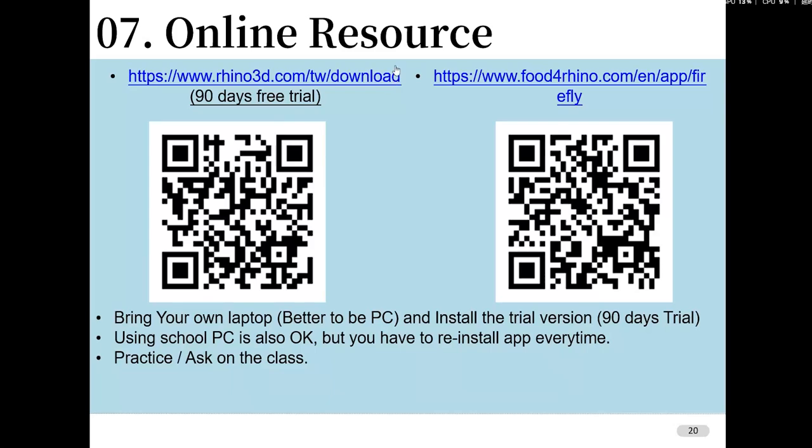Next is where to download Rhinoceros. For now, Rhino provides a 90-day free trial version for you to use, so you can just download that directly. And once your Rhino expires, you can still use another account to register Rhino again. I think it's not illegal, it's not a pirated version, so it is acceptable. Another one is Food4Rhino. Basically, this is a plugin site. You can find the plugin Firefly on this website, Food4Rhino.